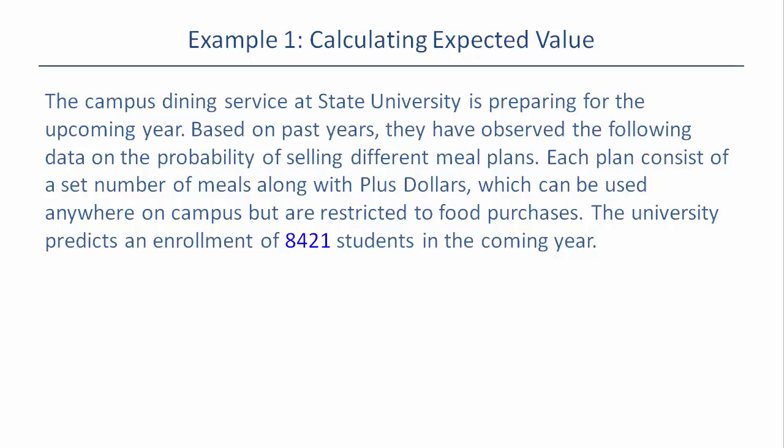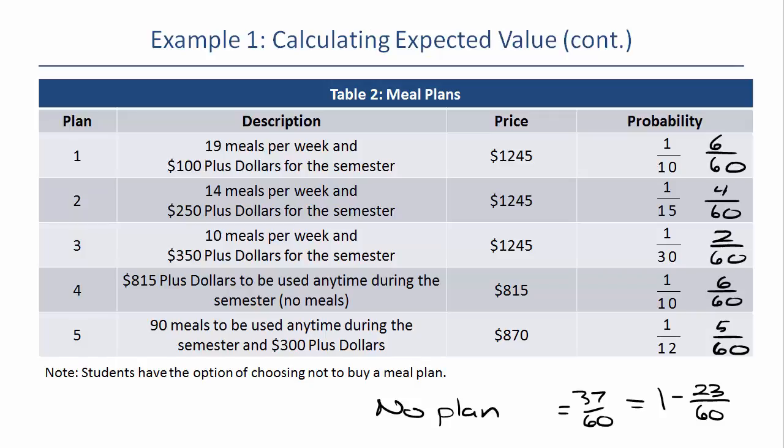So the dining services on some university campus has observed that there are certain probabilities of students buying certain types of meal plans. And then the university expects a total enrollment of 8,421 students in the coming year. And based on that, they want to figure out some expected value questions. So here's the data.